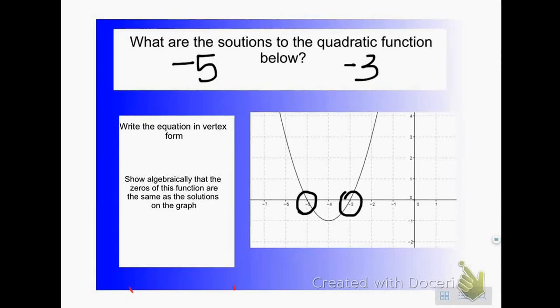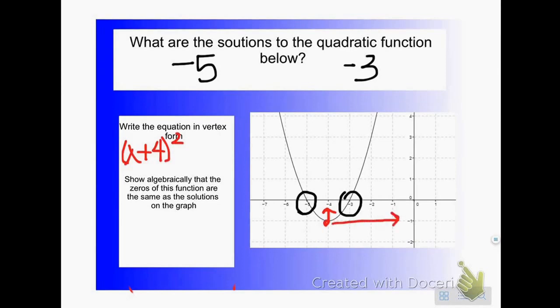Again, it wants me to write the equation in vertex form. So I've got to locate my vertex. My vertex, again, is my minimum point. So the x-coordinate's negative 4. So x, change the sign of negative 4, would be positive 4 squared. Locate my y-coordinate, which would be negative 1. Again, remember, do not change the sign of the y-coordinate, only the x-coordinate.